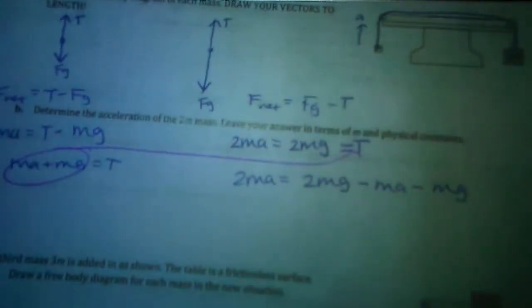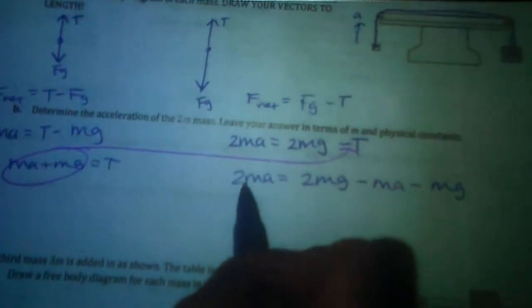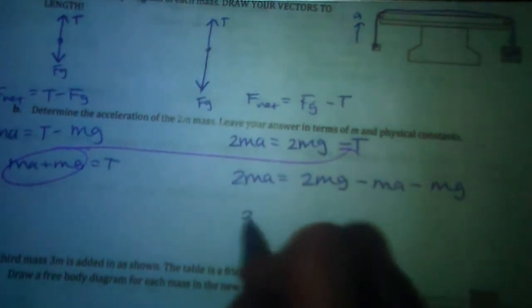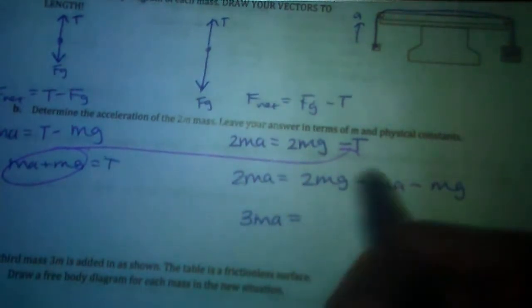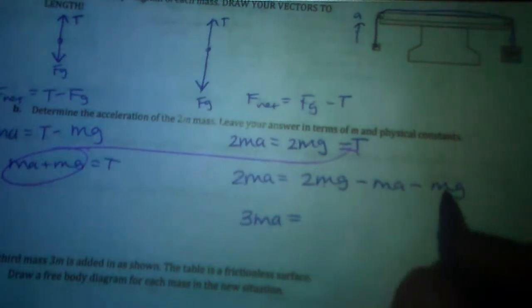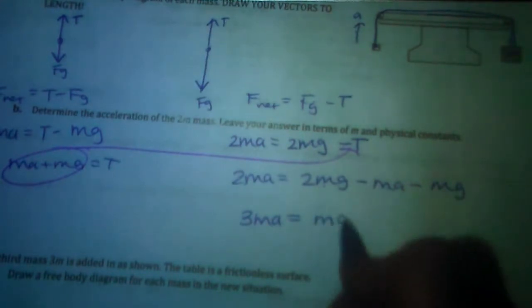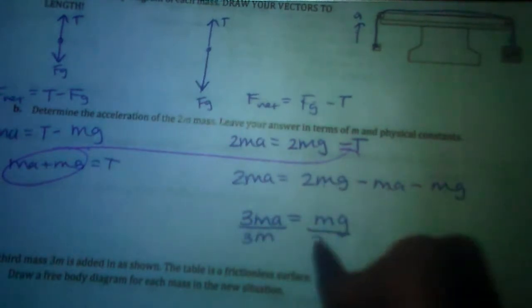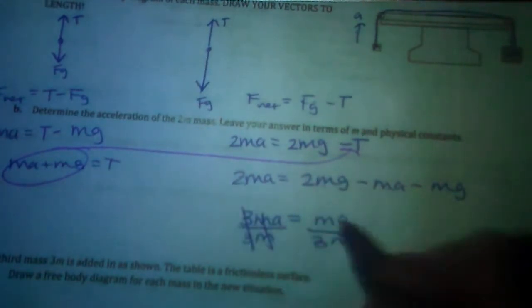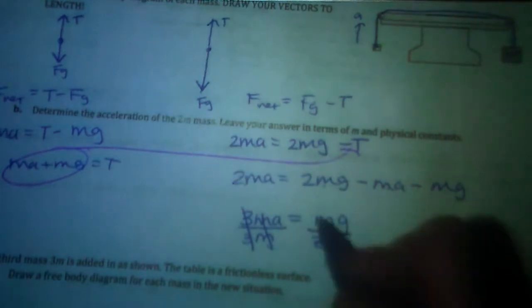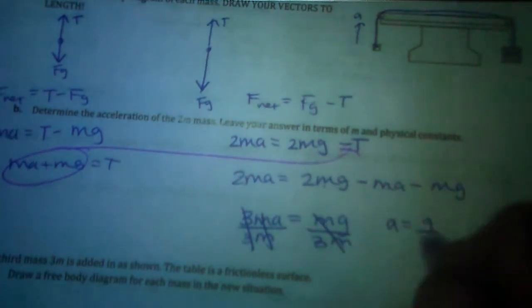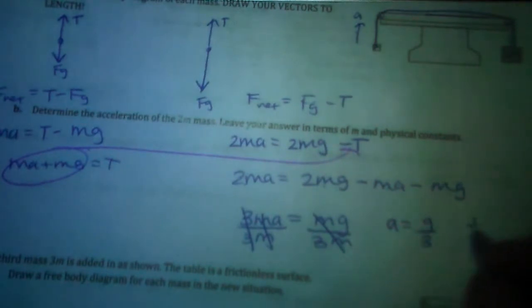Now we're going to combine our like terms. So I'm going to add this ma over: 2ma plus ma becomes 3ma. 2mg minus mg becomes just 1mg. Trying to get a by itself, we're going to divide the 3m over. Here, I have an m on top and an m on bottom. This does cancel out, so the acceleration is g over 3, or you could say 1/3 g. It's the same thing.